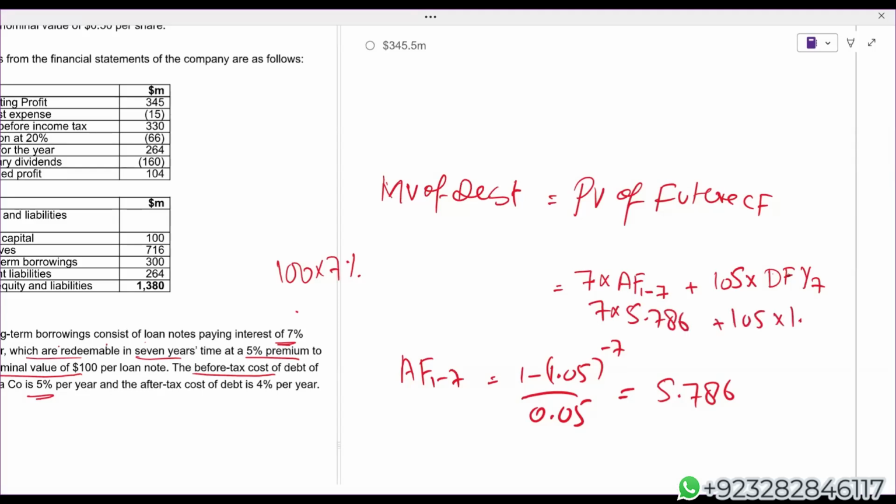105 into 1.05 to the power minus 7. Let's see. 7 multiplied by 5.786 plus 105 multiplied by 1.05 power minus 7. Student, I'm getting a market value of 115.12. This is the market value of one debenture.